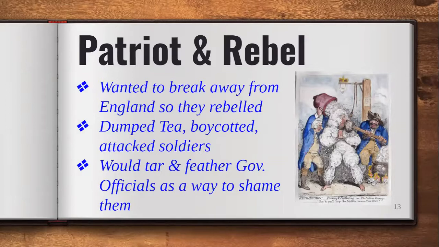Okay, so oftentimes they would do things like tar and feather them. They would pour hot tar on them, okay, and then stick feathers on them. This could kill someone, if not seriously damage their skin and harm them. But again, this is a way to make them sort of look like a chicken and to shame them and embarrass them. So there's a picture there of them essentially tarring and feathering someone.